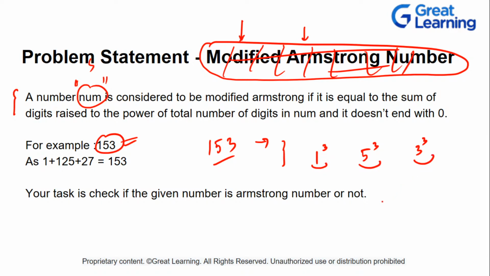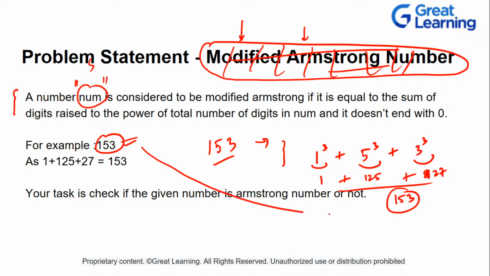Okay, is this thing clear? Now when you add them up, 1 raised to the power 3 is 1, 5 raised to the power 3 is 125, 3 raised to the power 3 is 27. When you add them up, you will get a number which is 153. Now if the number that you have originally, that is this NUM, and this number are equal, then this is known as your Armstrong number.